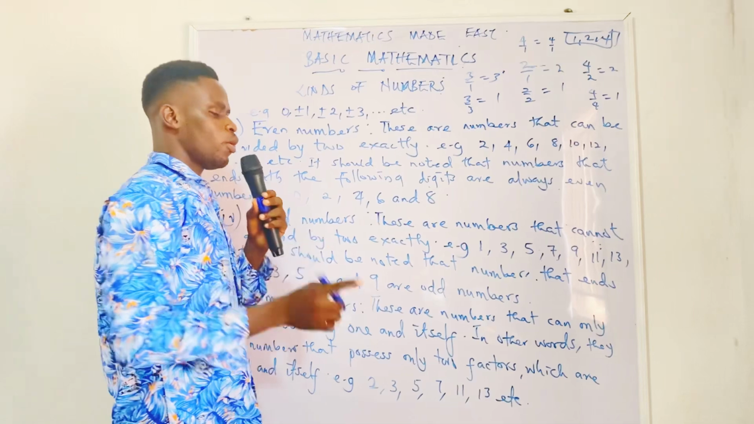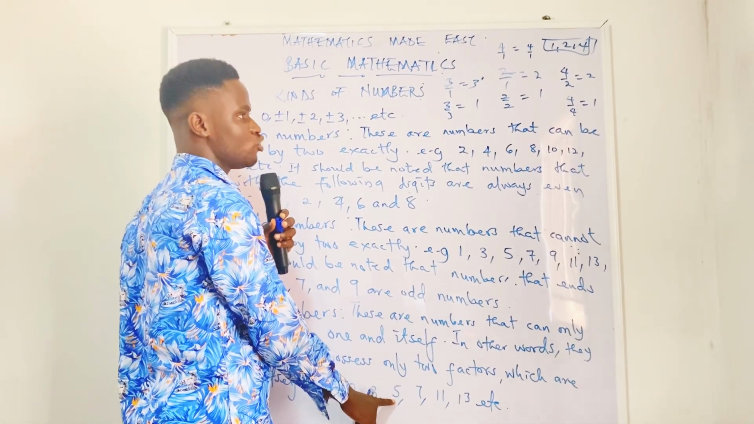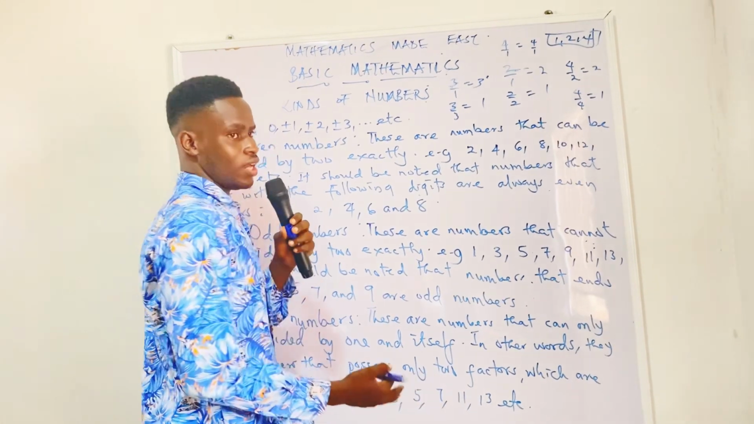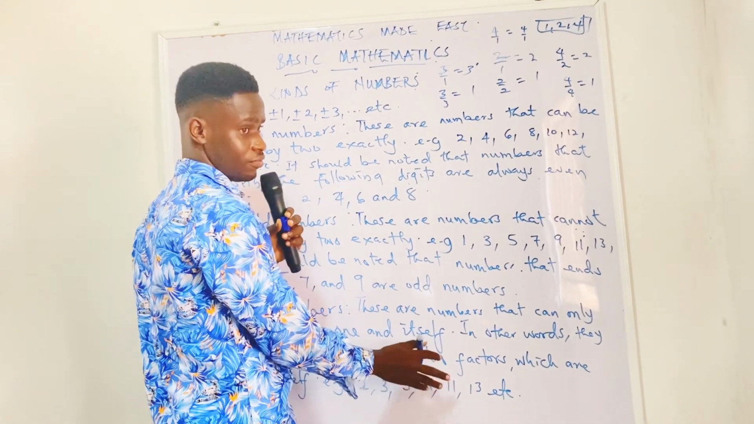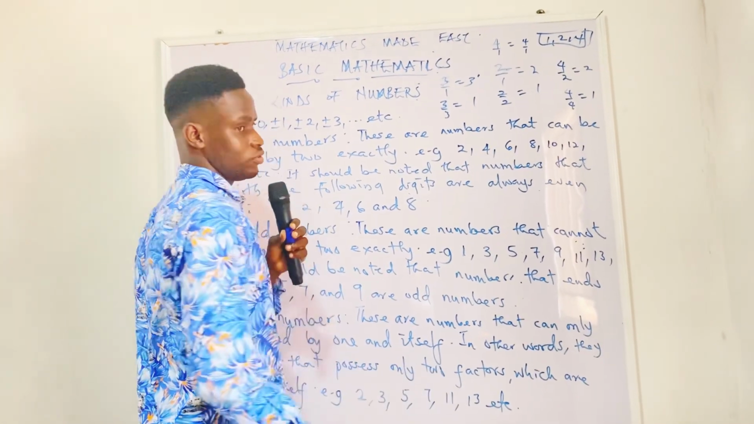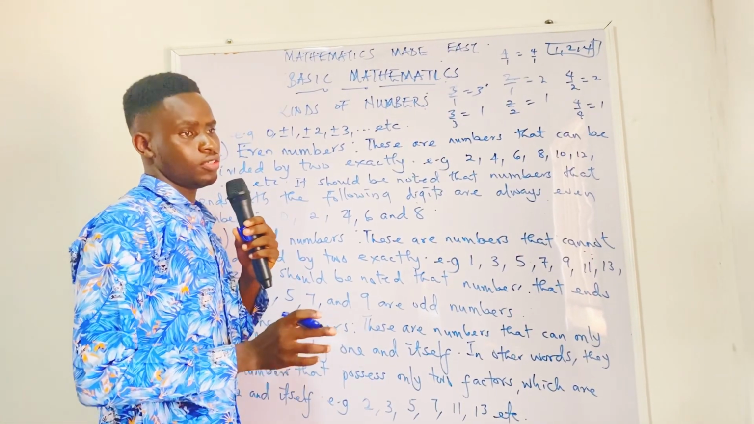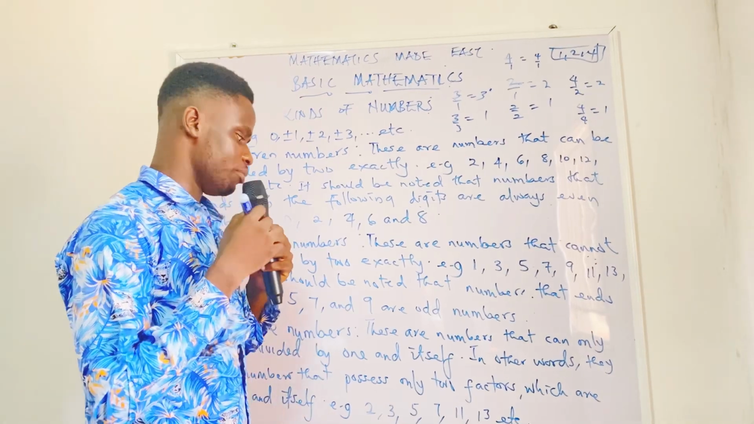So the next prime number we have should be 5. So you check that it will be 1 and 5 that can divide 5. 7, 1 and 7 that can divide 7 exactly. 11, 1 and 11. Take note, 9 is not a prime number. 9 is not a prime number.